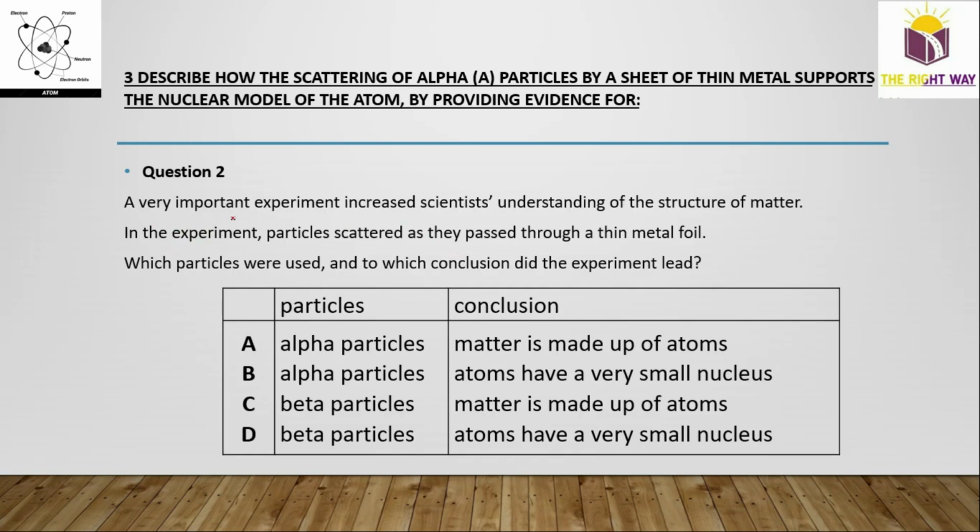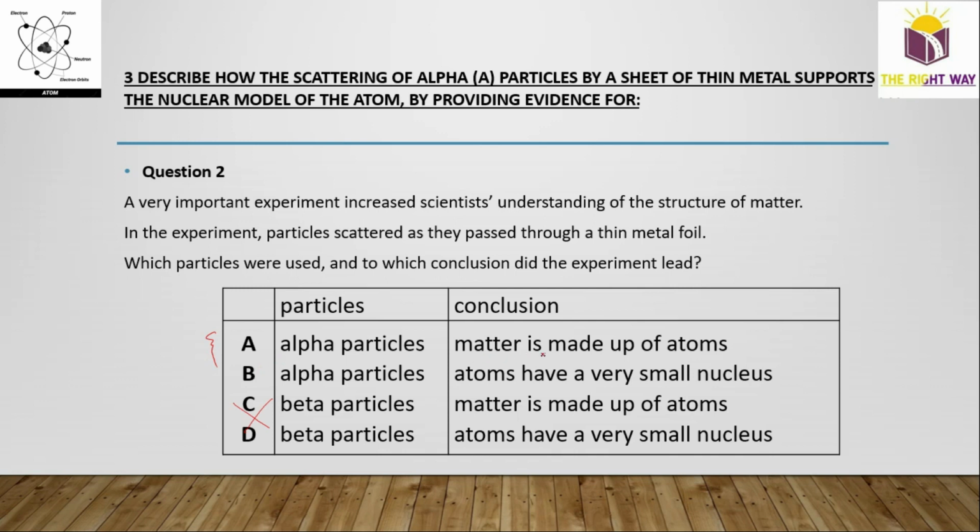Number 2. A very important experiment increased scientists' understanding of the structure of matter. In the experiment, particles scattered as they passed through a thin metal foil. Which particles were used and to which conclusion did the experiment lead? Okay, we have discussed that alpha particles are used. So the first two options could be the right one. Beta particles are not used. What are beta particles? We will discuss it in the next chapter. Alpha particles are helium nuclei and this is used in studying the structure of the atom.